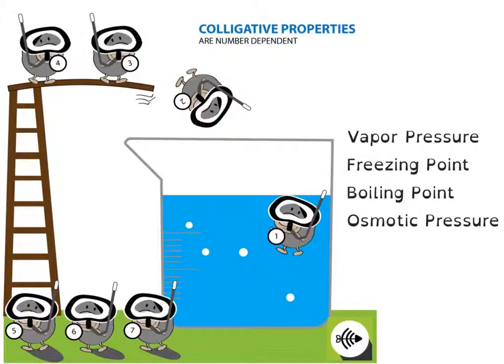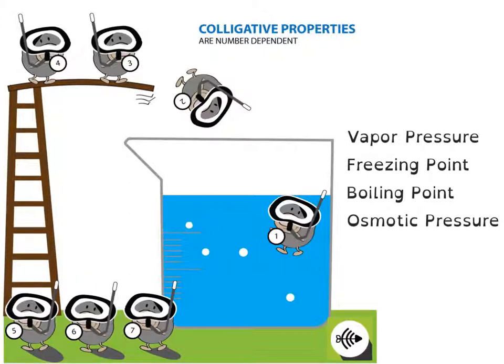Colligative properties are properties that depend on the concentration of a substance. So the property changes depending on how much solute is dissolved in the solvent. In this diagram, the properties are going to change as we keep adding more moles of the substance into the solvent. Okay, so what are the colligative properties that we will be looking at? We'll be looking at vapor pressure, freezing point, boiling point, and osmotic pressure.